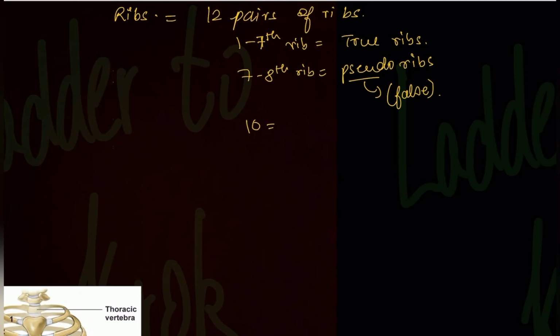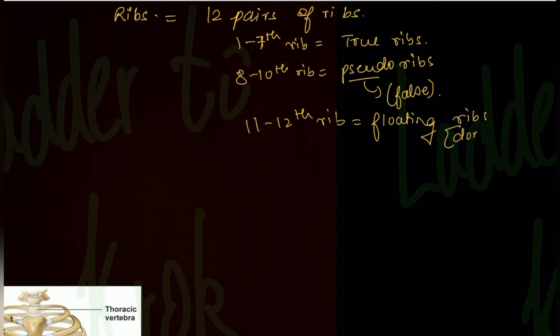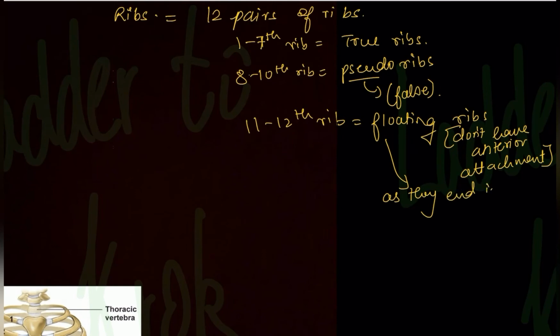Now 7 to 8th, I forgot, I wrote it wrong. It is 8 to 10th. Now 11th and 12th rib, they are called as floating ribs because they don't have the anterior attachment. They will neither attach to the costal cartilages of the superior ribs, nor will they attach directly to the sternum. So they are called as floating ribs. Don't have anterior attachment. Why? Because they end in the abdominal musculature itself.